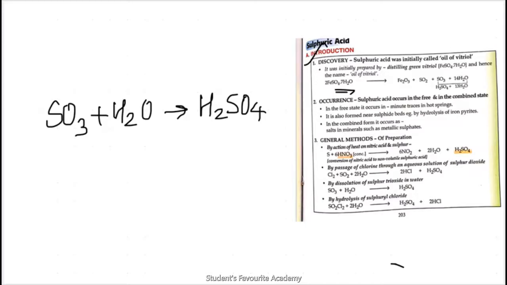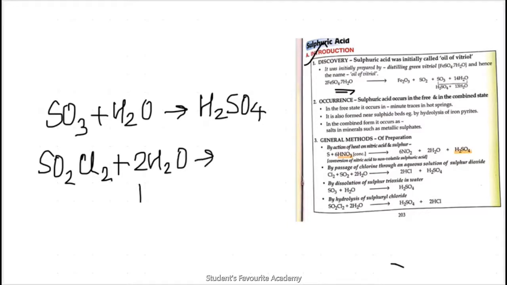And the fourth one is by hydrolysis of sulfuryl chloride. What is sulfuryl chloride, children? It is a compound which contains sulfur and chlorine as well. The formula is SO2Cl2. When this SO2Cl2 reacts with 2 molecules of water, it also gives me H2SO4 plus HCl.